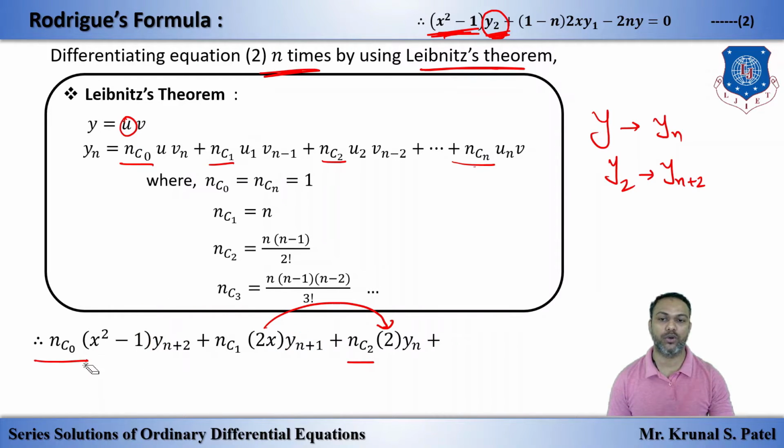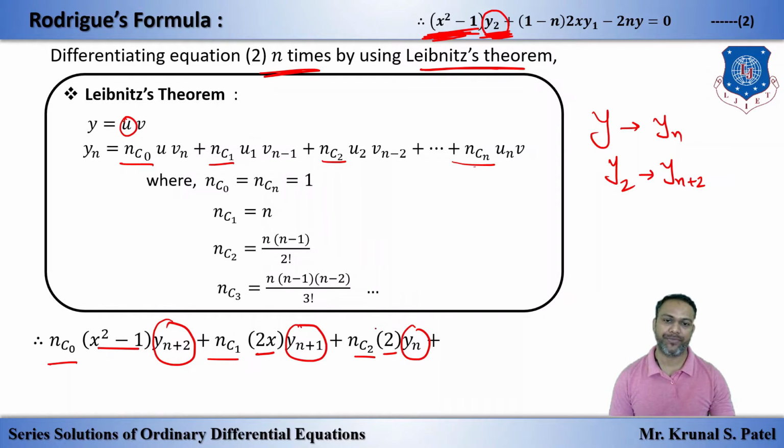So you have to follow this. This is your u and this is v. So u as it is, derivative of u, derivative of u again, with nC0, nC1, nC2, and the derivative of y2 minus 1 gives us this. Similarly, we'll use this constant and we'll use the same concept for this.